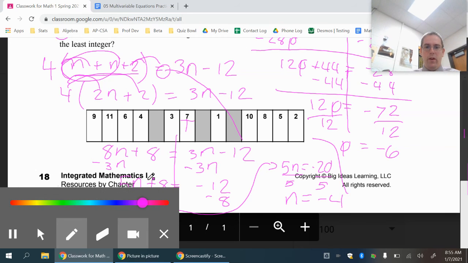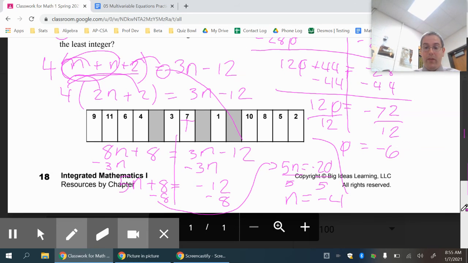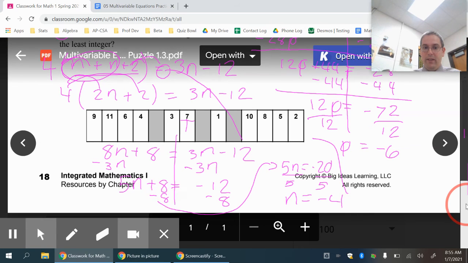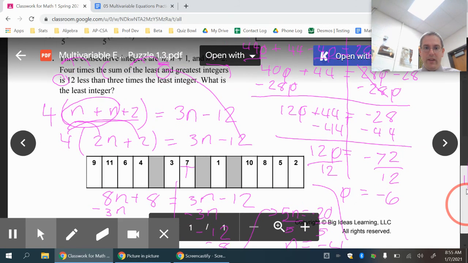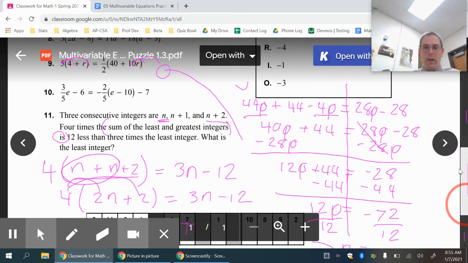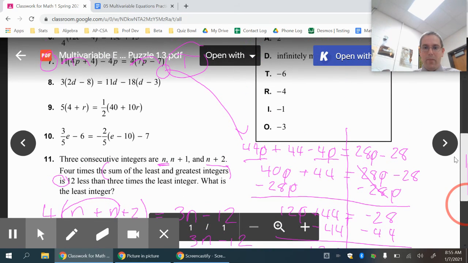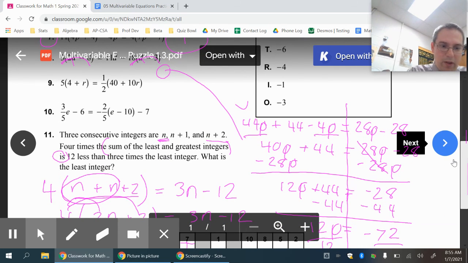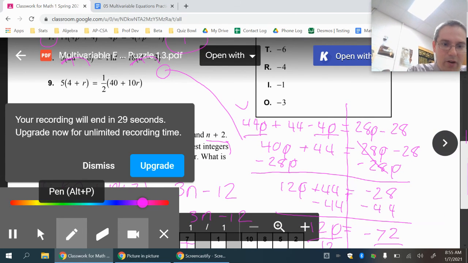So -4, and now you always have to read these to make sure you answer the question it asked for, but in this case they did ask for the least integer. And remember, the least integer is n, so -4 is my answer. Once again, that means I look for -4 in my box and I get an R. So the answer for number 11 is R.